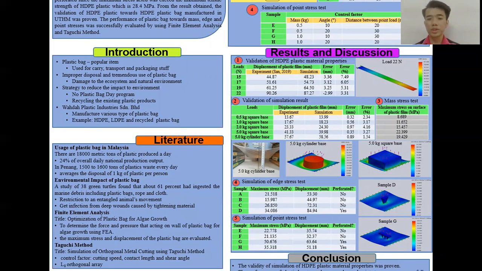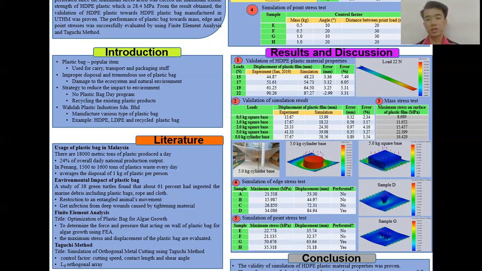And there are two same mass but different shape of base, which are 5 kg of square base and 5 kg of cylinder base. But the 5 kg of cylinder base has a larger displacement compared to the 5 kg square base in this test. And the figure below shows the real-life application test and the simulation test.